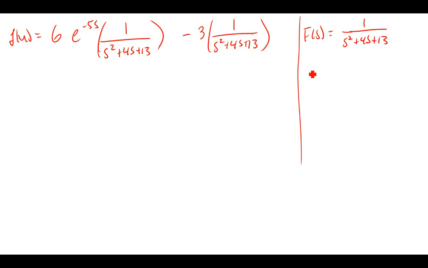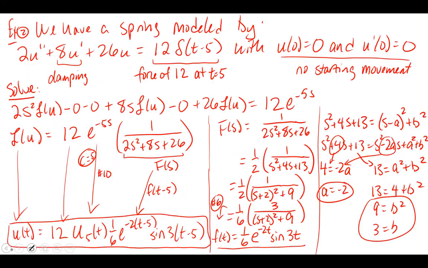Well, I'm going to save us a little bit of trouble here, because we did this problem in the last example. So I'll just remind you. Here it is: 1 over s squared plus 4s plus 13. That's a complete the square problem, which we did last time. So let me not torture us with this again.